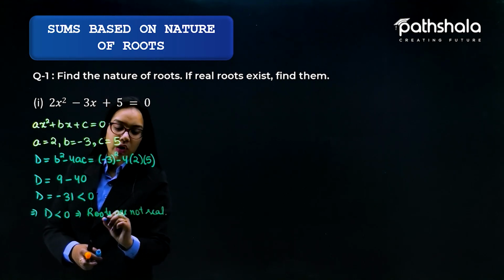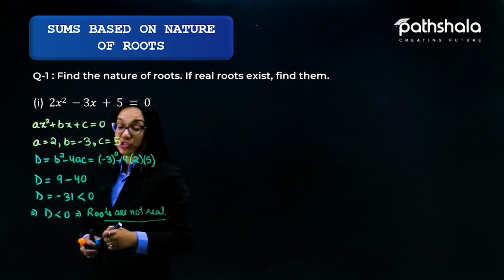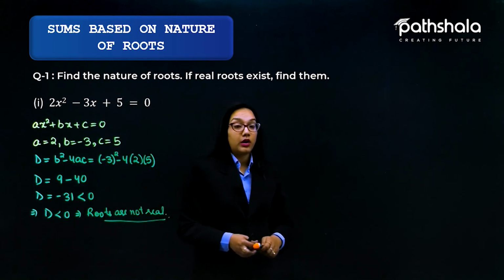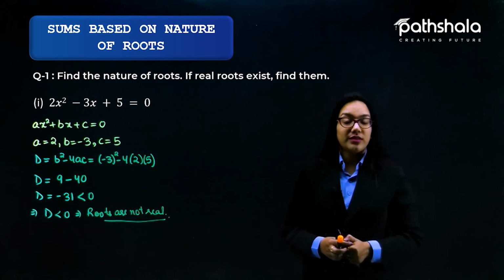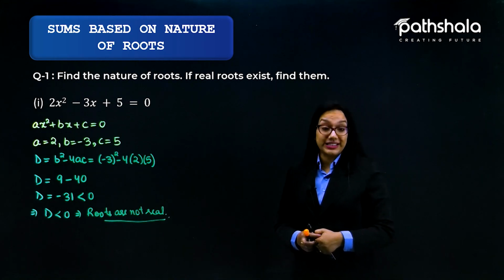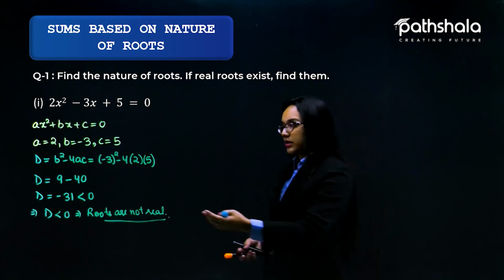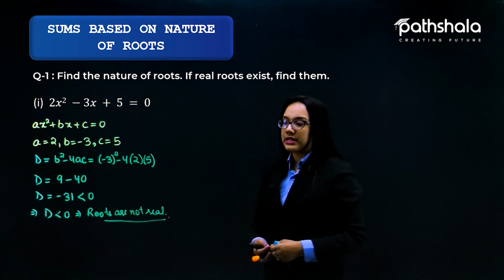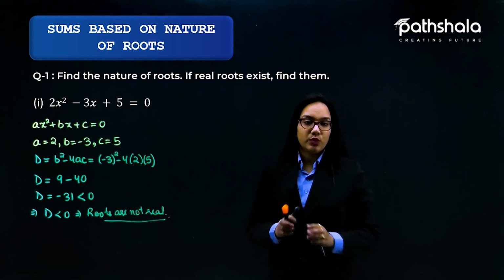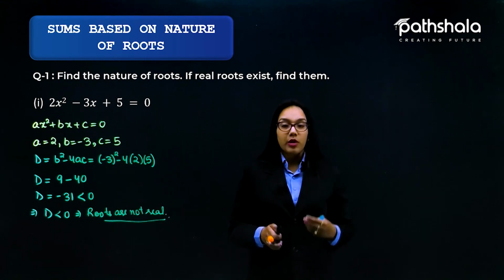And if the roots are not real, then we do not have to proceed further to find them, because it is mentioned in the question that if the real roots exist, then find them, else not. So as D is coming out to be less than 0, the roots are not real, and we do not have to find them. So let's talk about the second part.